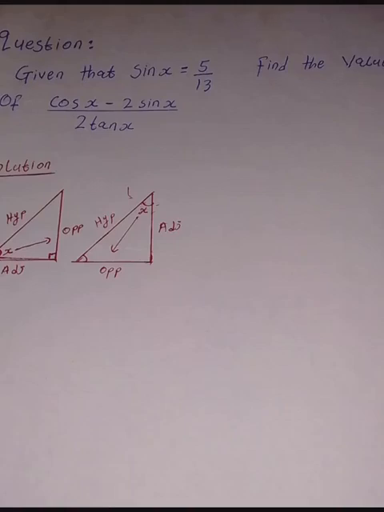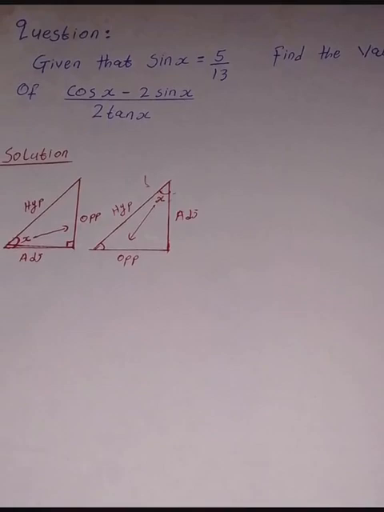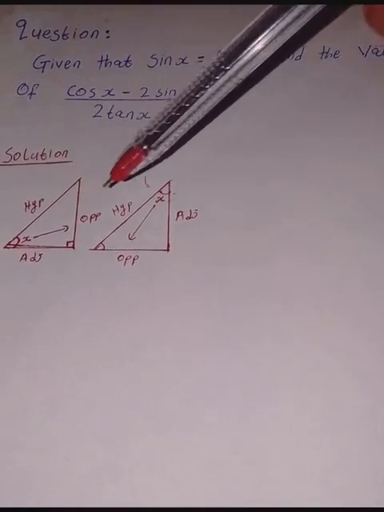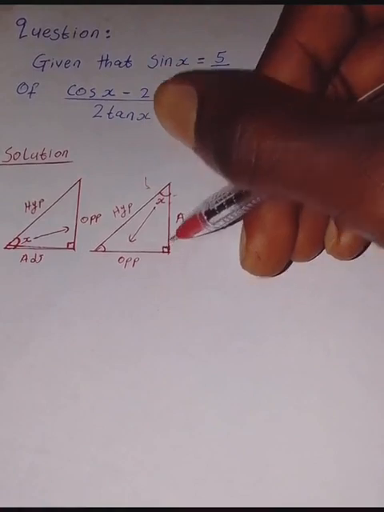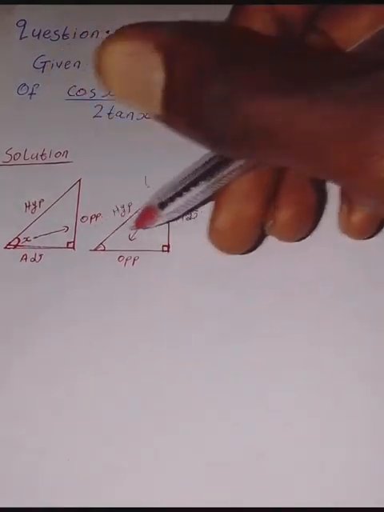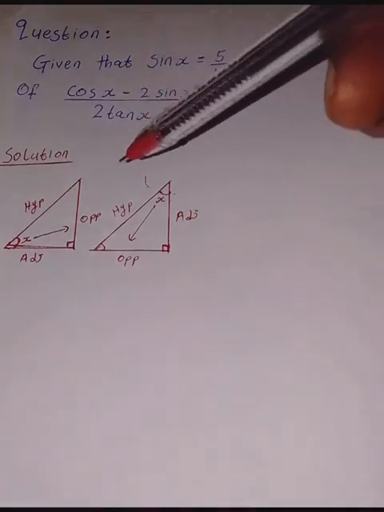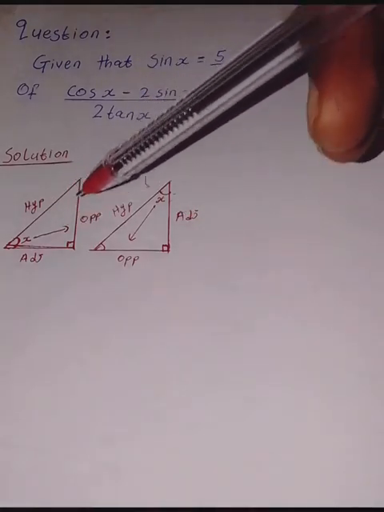Now they ask us that given that sine x equals 5 over 13, find the value of cos x minus 2 sine x over 2 tan x. So first of all, before we move to solving this question, you must first understand something. From here we can see that we have two triangles. These are called right angle triangles, because they have a vertical line and a horizontal line.